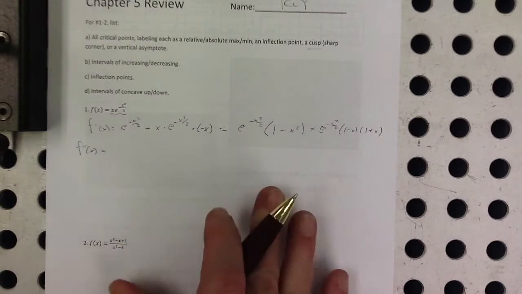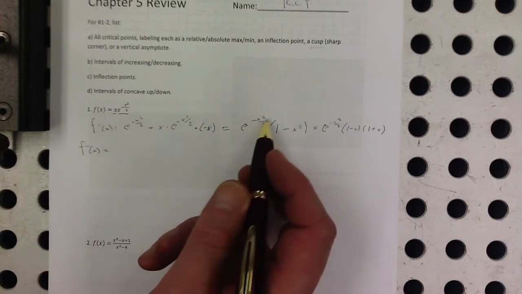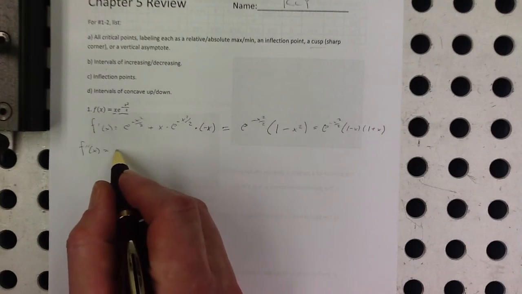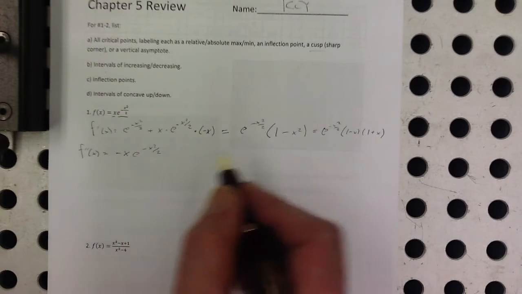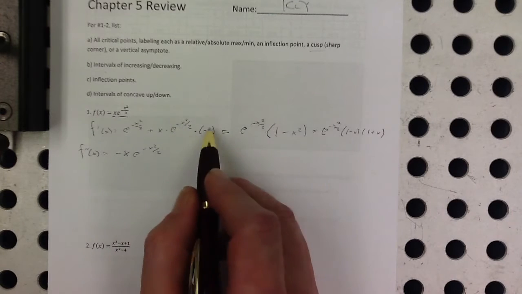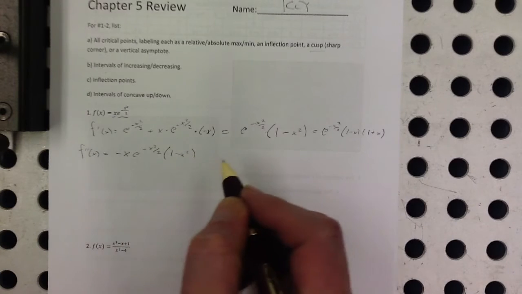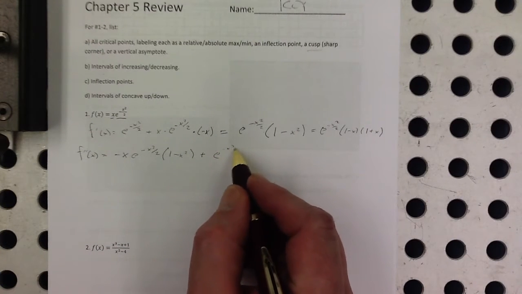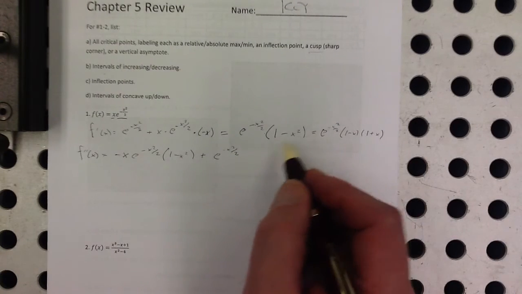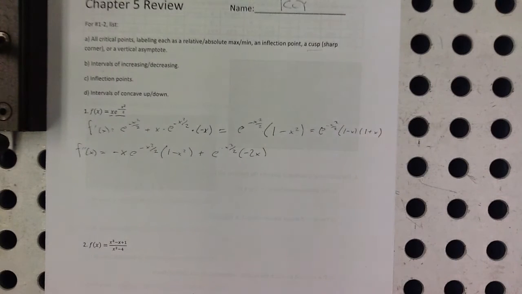So again, using the product rule, I have the derivative of the first, which is minus x e to the minus x squared over 2. That's the derivative of that. We already found that right there. Times the second, plus the first times the derivative of the second. Right?